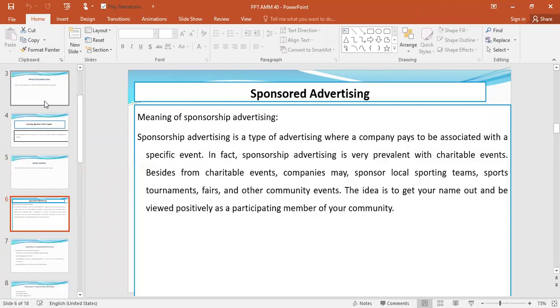Now let us know the meaning of sponsored advertising. Sponsorship advertising is a type of advertising where a company pays to be associated with a specific event. In fact, sponsorship advertising is very prevalent with charitable events. Besides charitable events, companies may sponsor local sporting teams, sports tournaments, fairs, and other community events. The idea is to get your name out and be viewed positively as a participating member of your community.